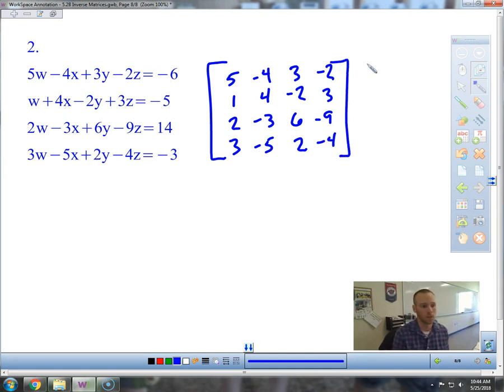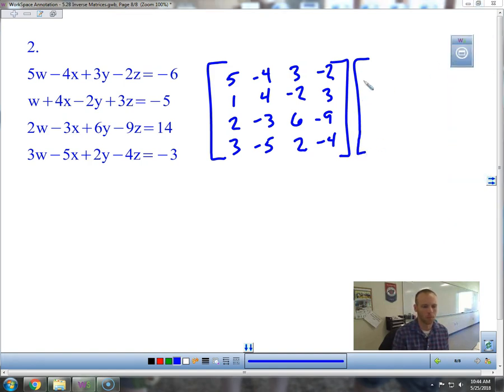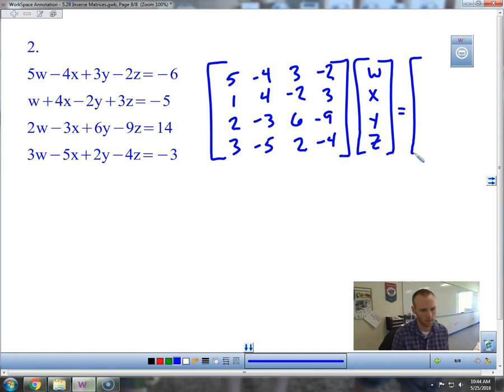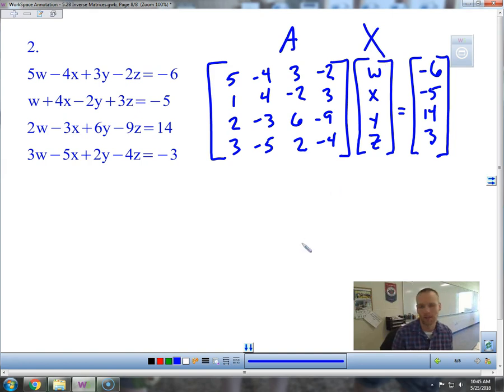There's our coefficient matrix. We multiply that by our variable matrix. And that equals our constants. Okay. Let's double check that that works. Does 5 times W plus negative 4 times X plus 3 times Y plus negative 2 times Z equal negative 6? Yeah, that's our first equation. We're multiplying row by column. It all works out. Now if we call this matrix A, that's our variable matrix X, and that's B.